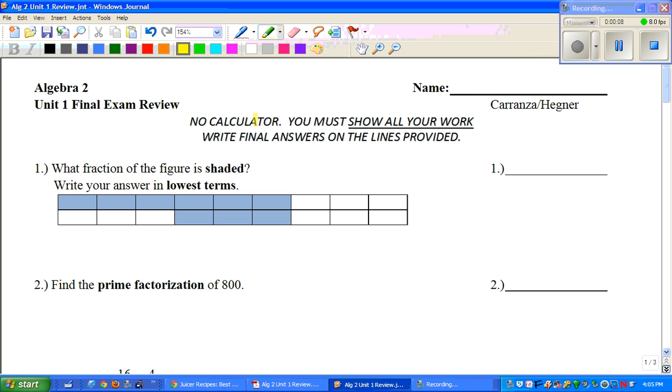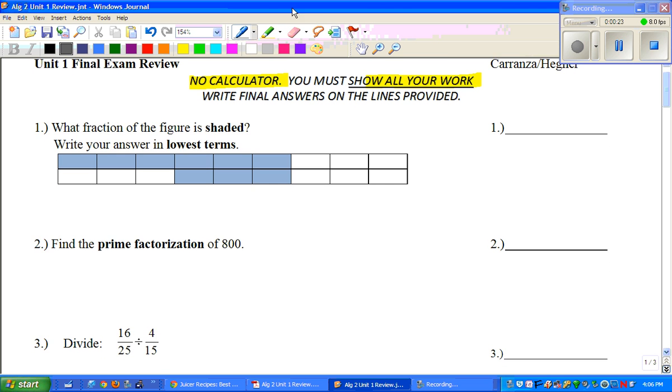Please remember that we're supposed to be using no calculator on this. Show all of your work and write the answers on the line provided. Now, you can use a multiplication chart if you've got one out. Okay? So, let's go ahead and start going through this.